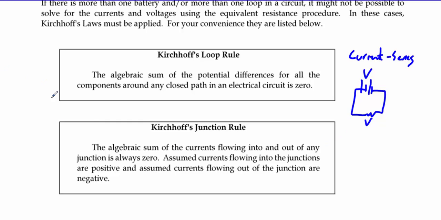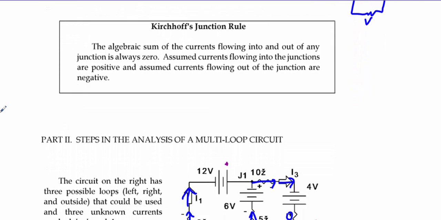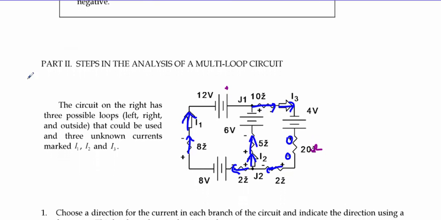And also the amount of current that flows into a junction has to flow out of the junction. So the amount of current in has to equal the amount of current out. Now, that's a little bit weird. Let's take a look at this circuit.